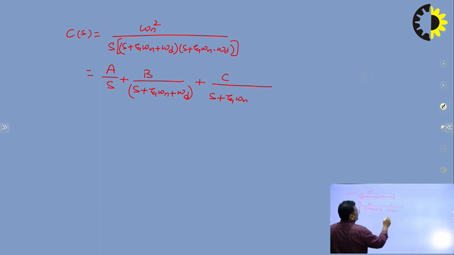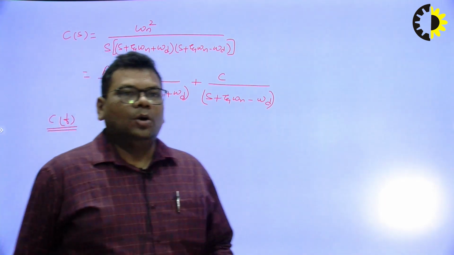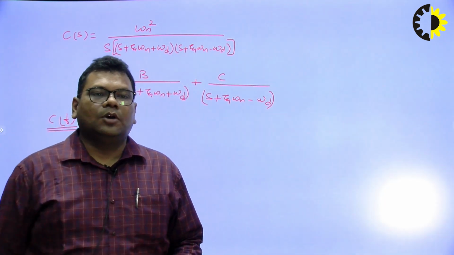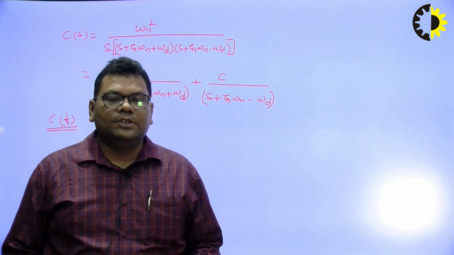Okay, so we can write C upon s plus zeta omega n minus omega d. Okay, so we can solve this as we have solved in the previous case, and we can find the value of C(t) here. So the final response will be called the overdamped response, right? So in this lecture we have discussed how we can find the time response of the second order system. Okay, so we will stop here. Thank you.